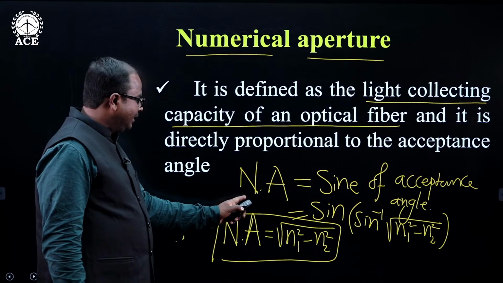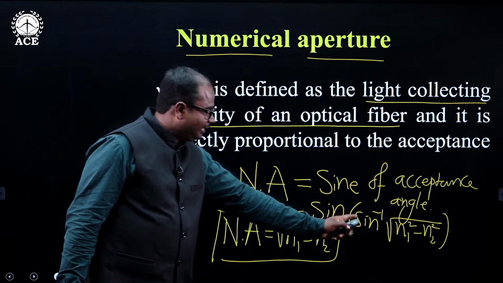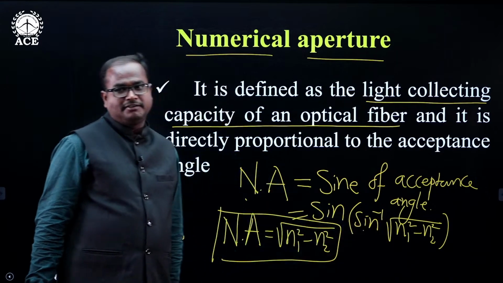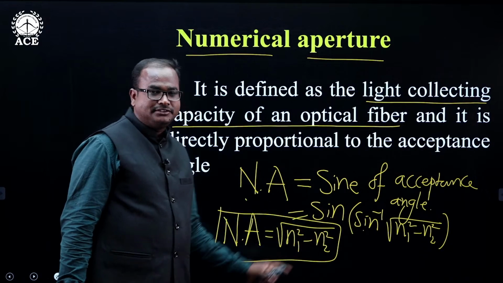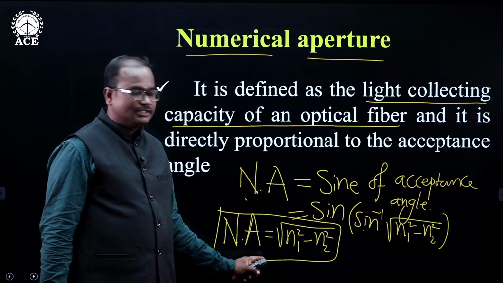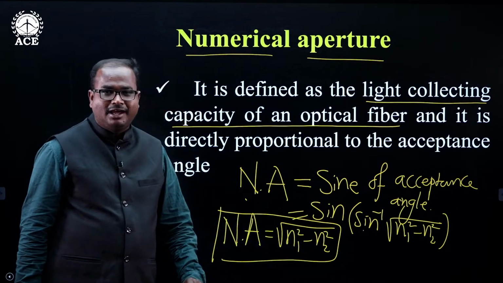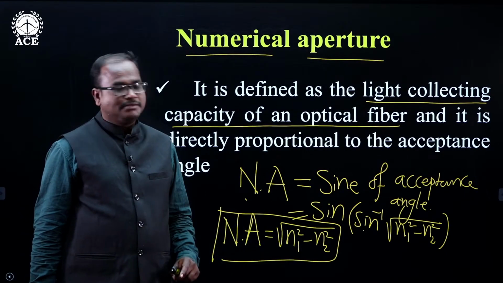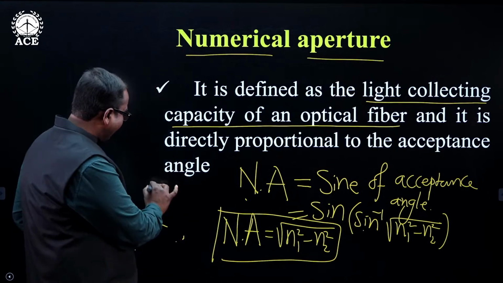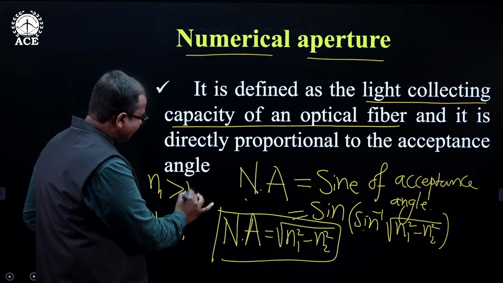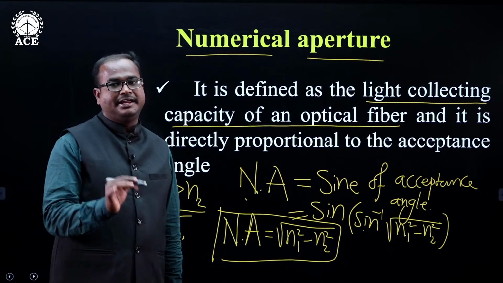Because numerical aperture is equal to sine of acceptance angle, and acceptance angle is sine inverse of under root of n1 square minus n2 square. When you cancel this sine and sine inverse, you will get numerical aperture as under root of n1 square minus n2 square. n1 is the refractive index of core medium, n2 is the refractive index of cladding. Remember that n1 is slightly greater than n2.